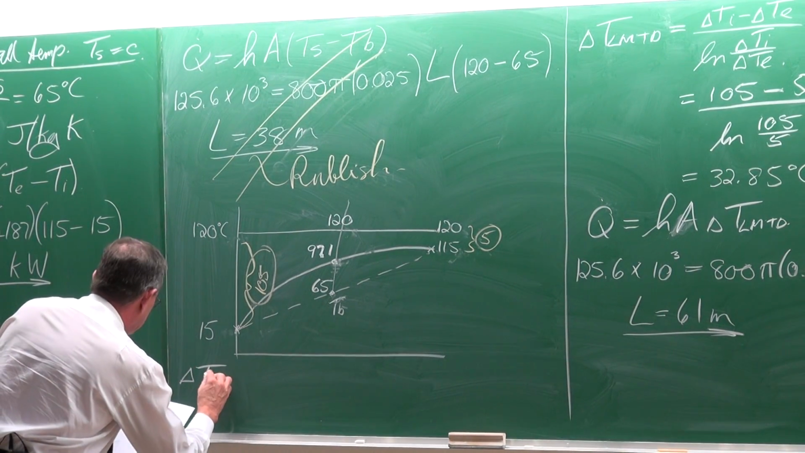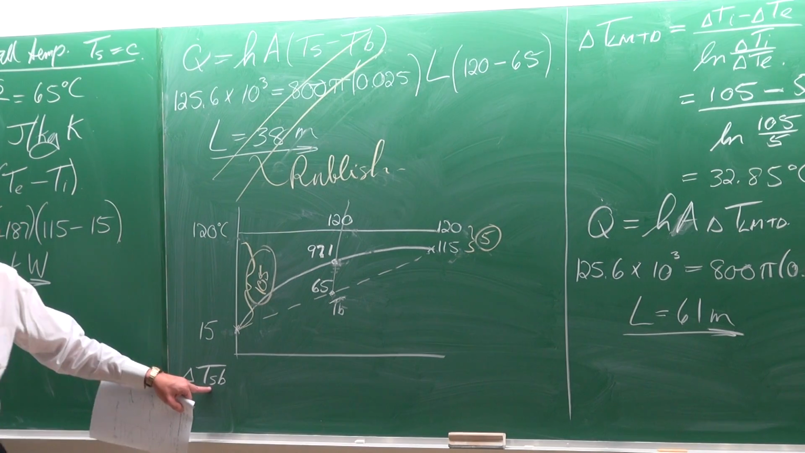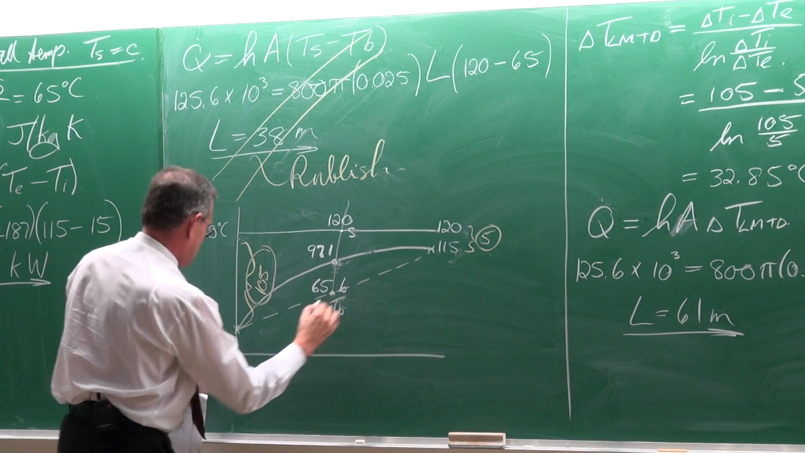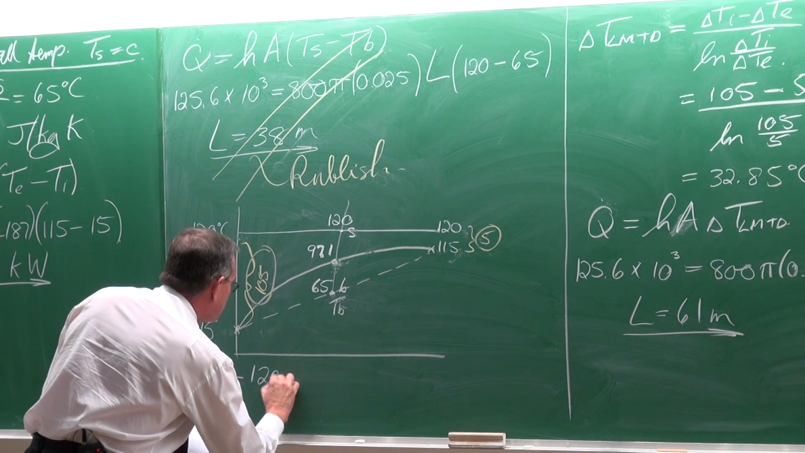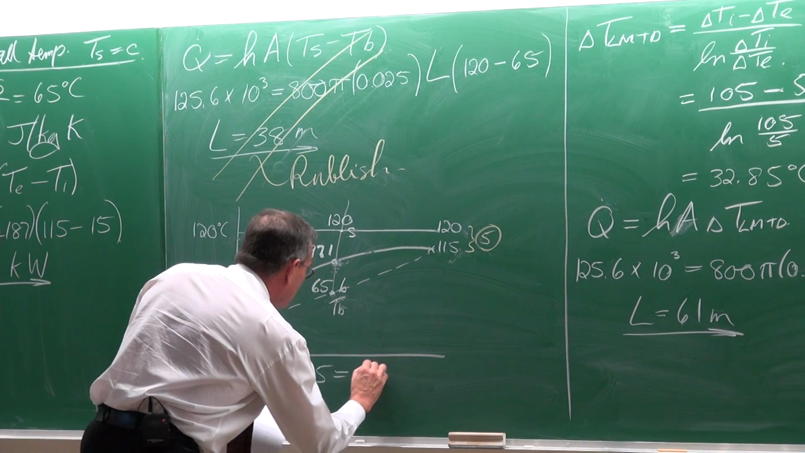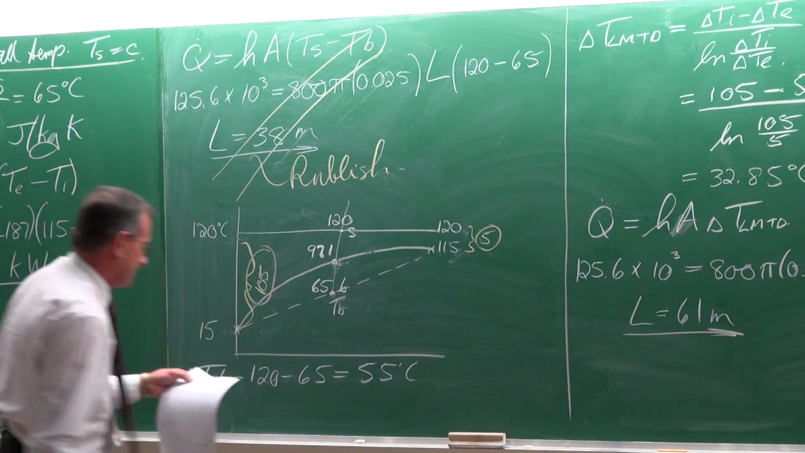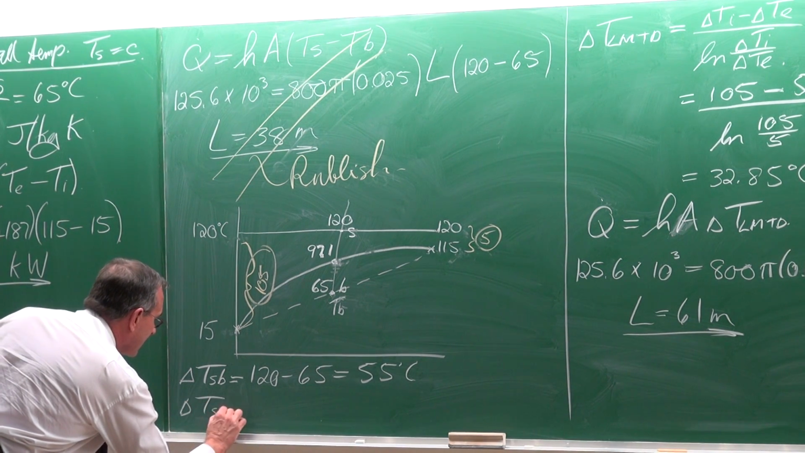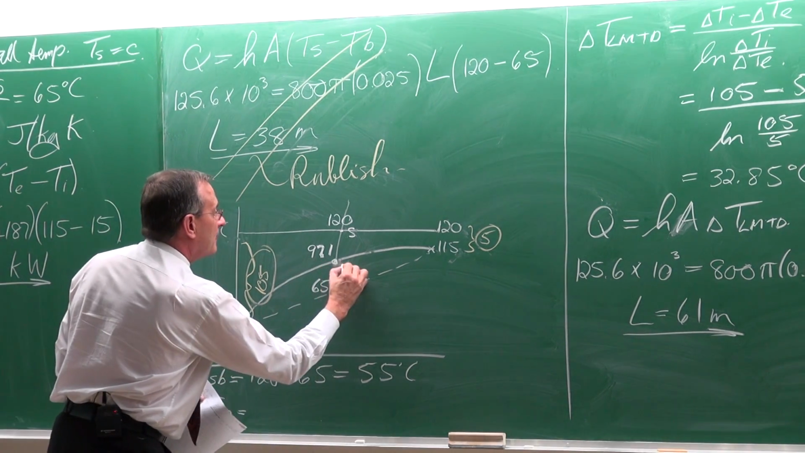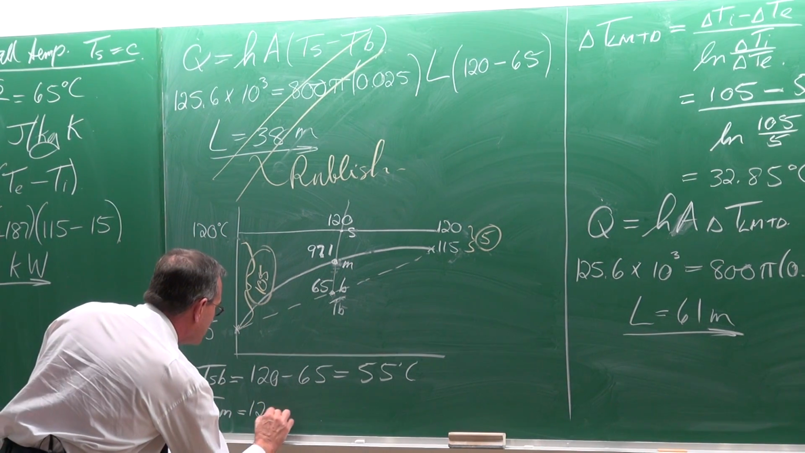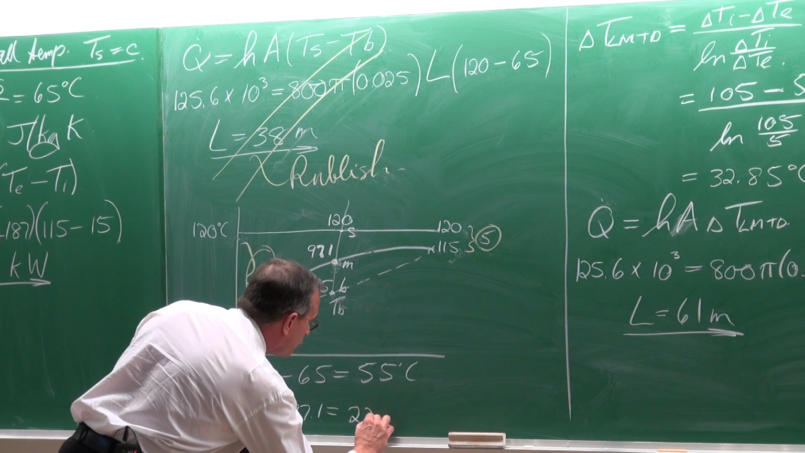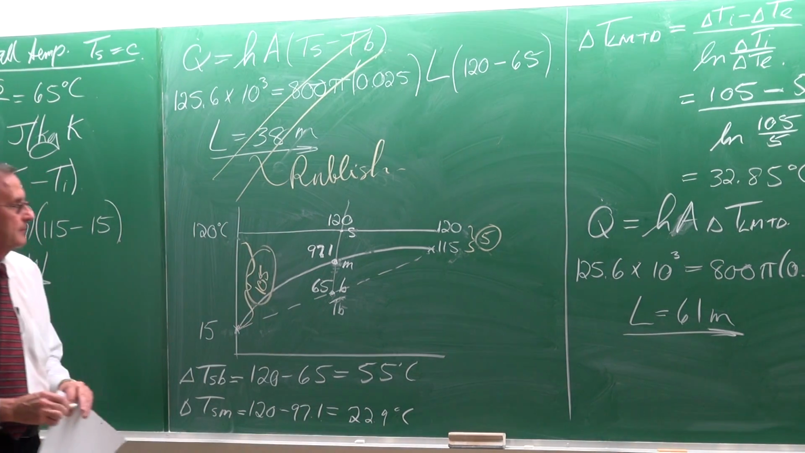So if we look at these cases and we look at delta T between the surface and bulk, there's surface and there's bulk, then that is equal to 120 minus 65, which is equal to 55 degrees Celsius. And if we use delta TSM, that one there, then it is 120 minus 97.1, which is equal to 22.9 degrees Celsius.